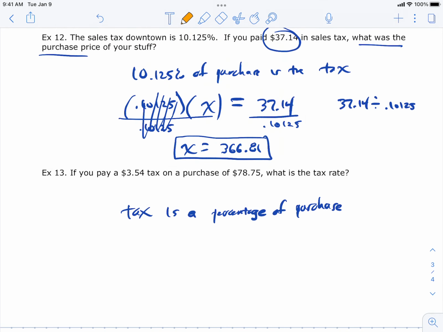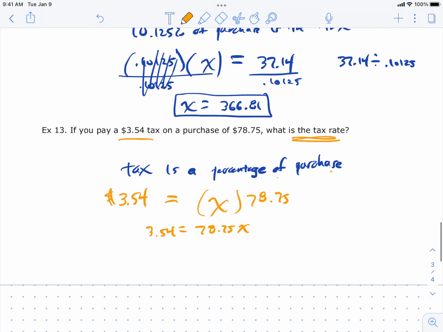So what do we got here? $3.54 tax. That's right there. Is a percentage. What is the percentage? We don't know. So we don't know the percentage of the purchase times the purchase times the 78.75. Just like that. Now, if you're more comfortable, you could, of course, write it this way. Put the 78.75 and have it multiply the x like this. That's just like semantics, though. It doesn't make a big difference.